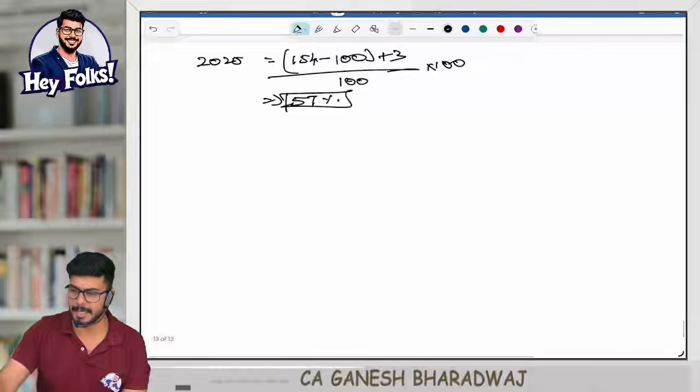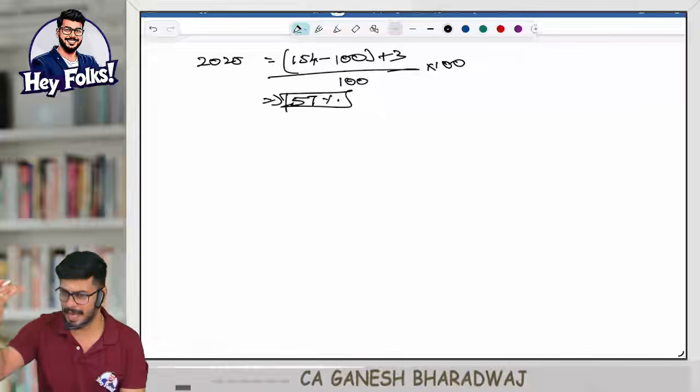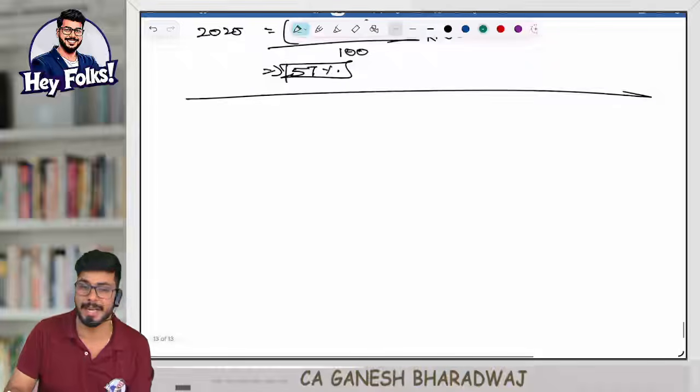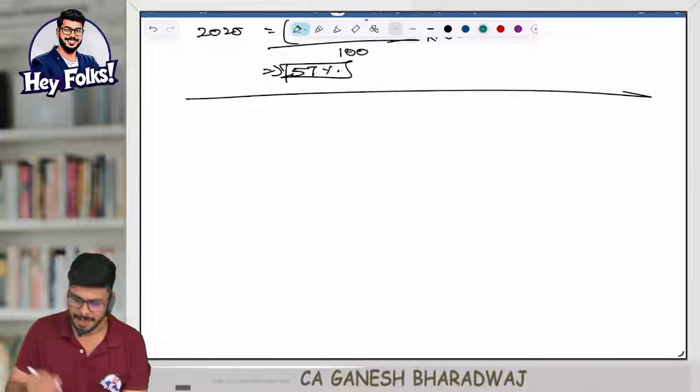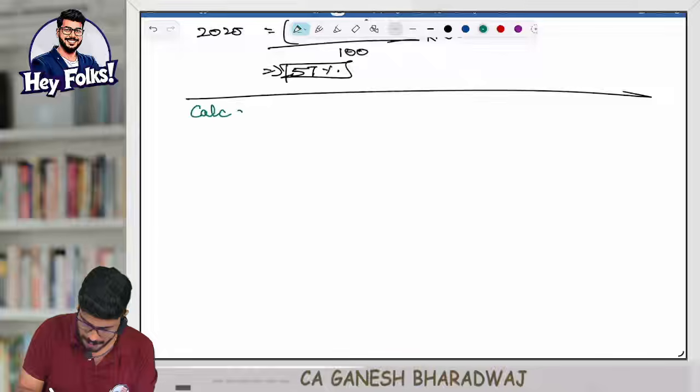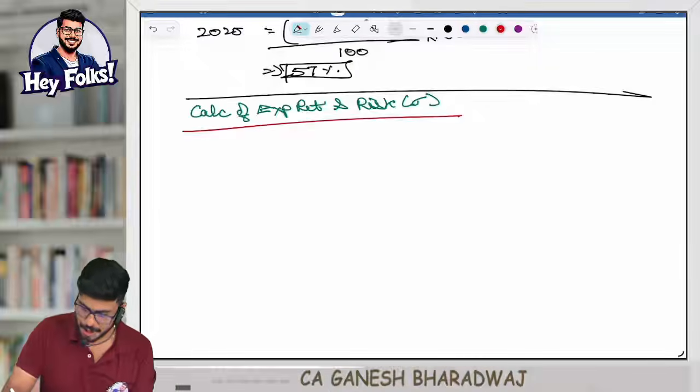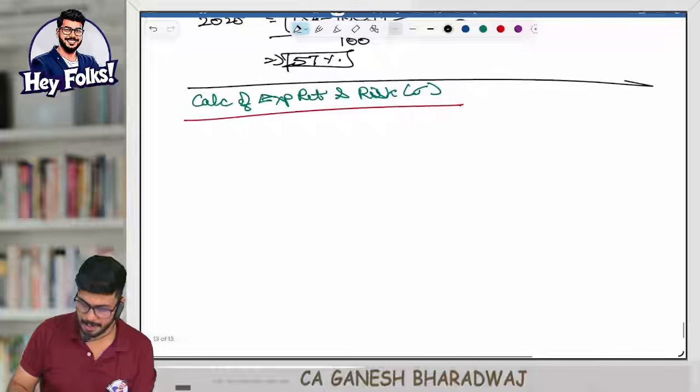Put it in that box and as usual have a template for calculating what? Your risk. Shall we do it? Yes. Now write down, take a heading. I told you the heading should be in green ink. Write down: calculation of expected return and risk (within bracket, standard deviation). Shall we begin?